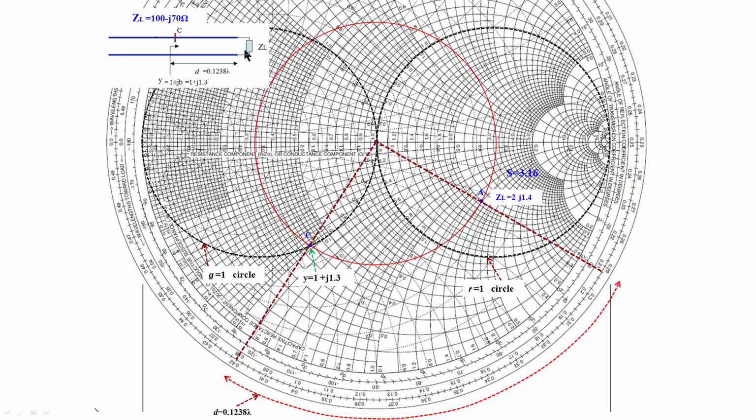Next, what we have to do is move over the transmission line like this. Moving over a transmission line means, on the Smith chart, moving over a VSWR circle. So you should draw the VSWR circle. We marked the load.